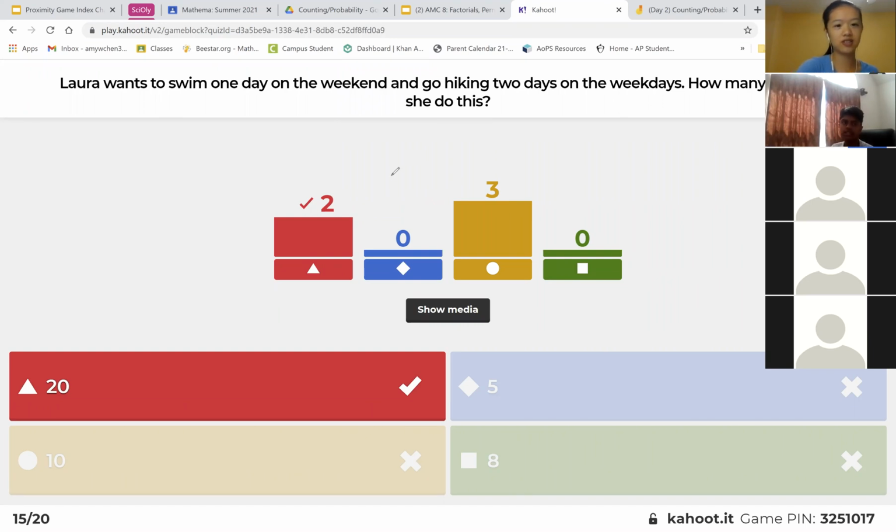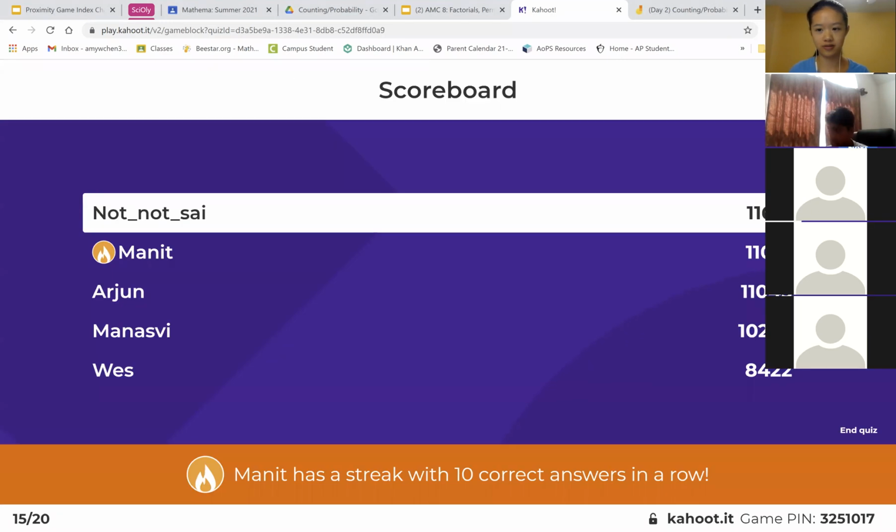The reason why it's 20, really quickly, is because 2 days on the weekday, so it's 5 choose 2 or 10, and then 1 day on the weekend. There are 2 ways we can choose a day on the weekend, so it's 10 times 2 or 20. We have to move on. We gotta hurry.